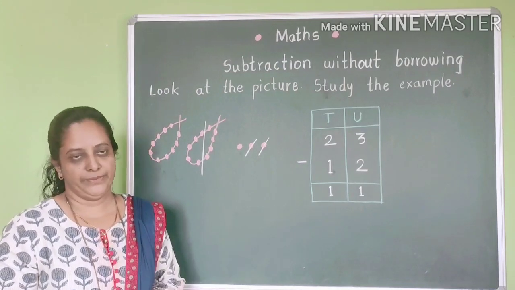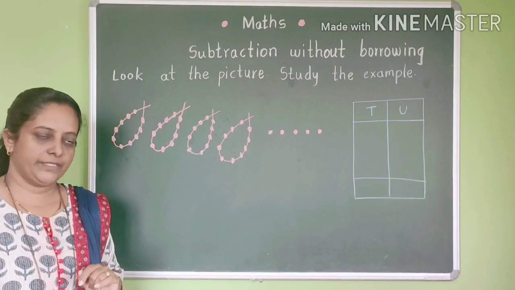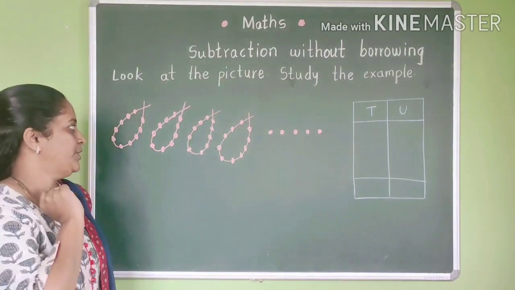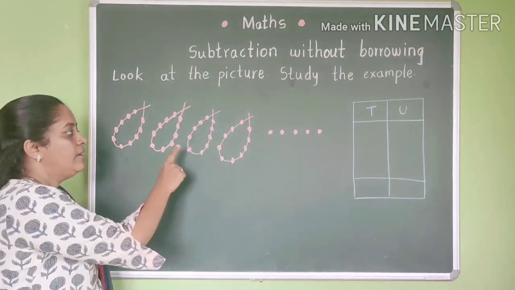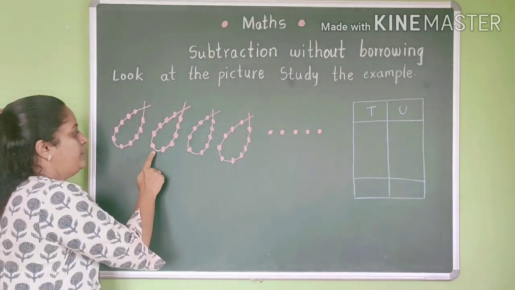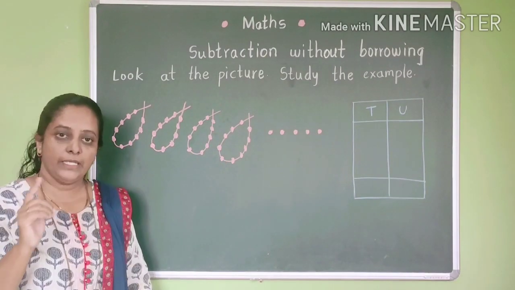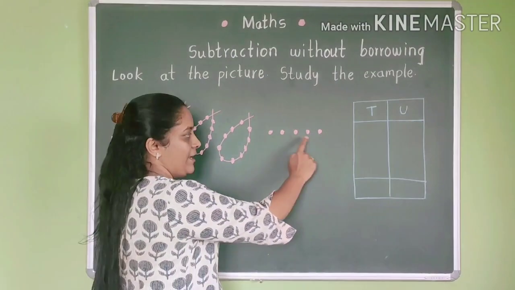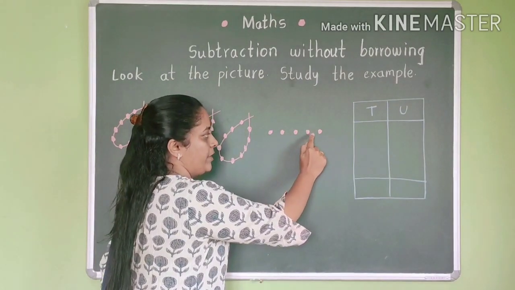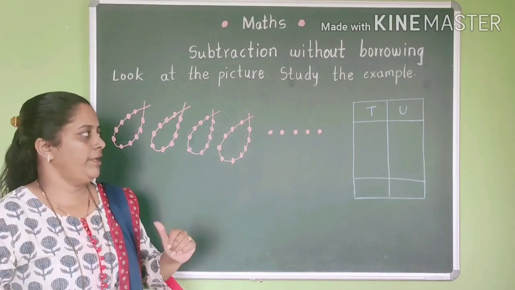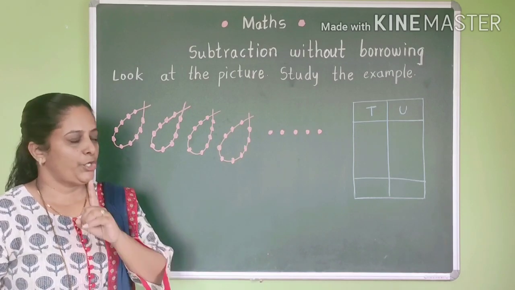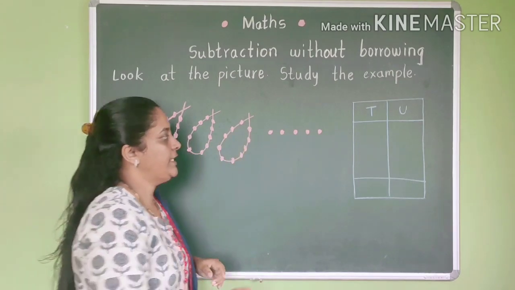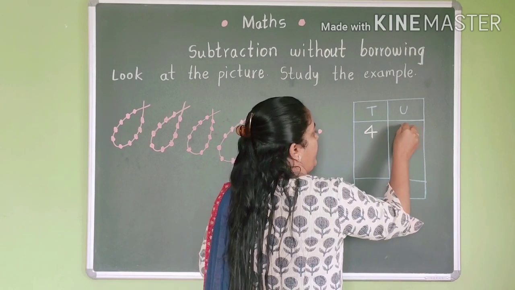Let's see another example. Now look at this another picture. You tell me how many tens are here? Good. There are 4 tens because there are 4 strings of beads. 1, 2, 3, 4. And how many loose beads are there? Good. There are 5 loose beads. 1, 2, 3, 4 and 5. Then tell me which number represents here? Good. It's 45. 4 tens and 5 units means it's 45.